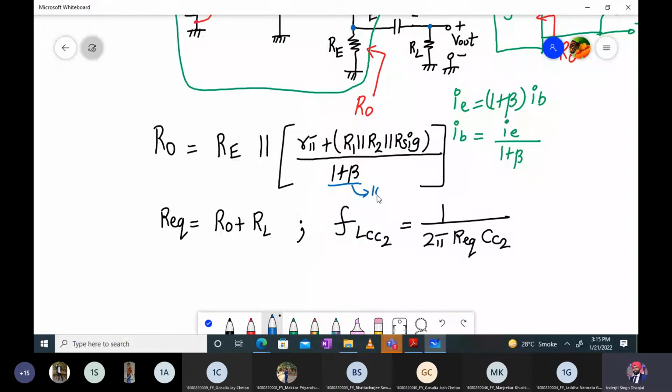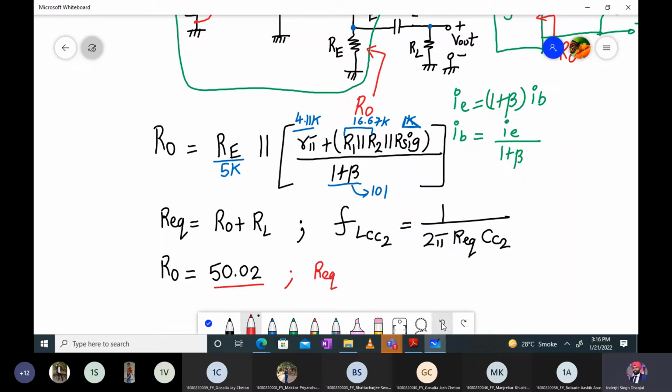So beta will be around 101. R1 parallel to R2 is 16.67 K. R sigma value is 1 K. R pi value is 4.11 K, and RE value is 5K. If you calculate it further, you should get RO equal to 50.02, close to that.